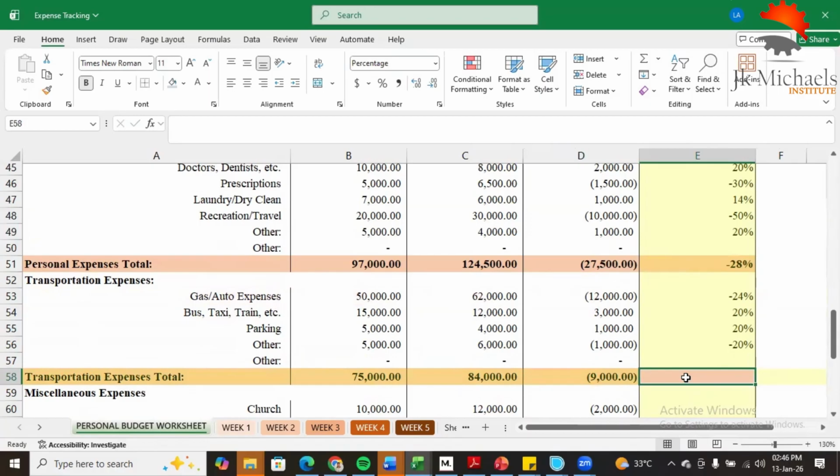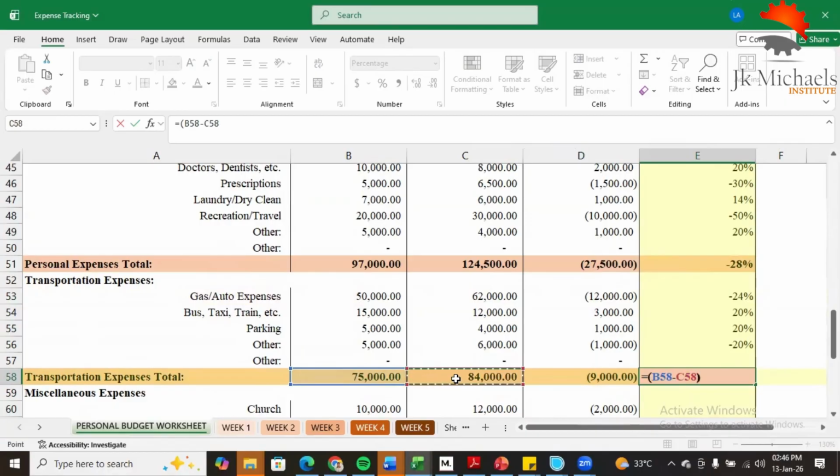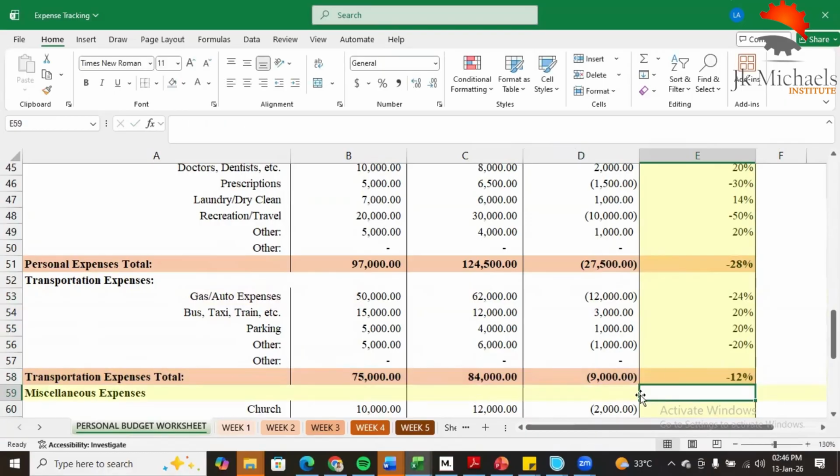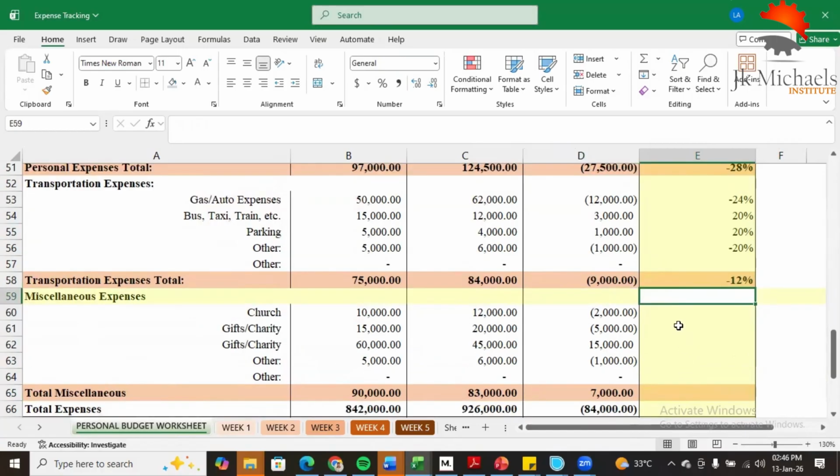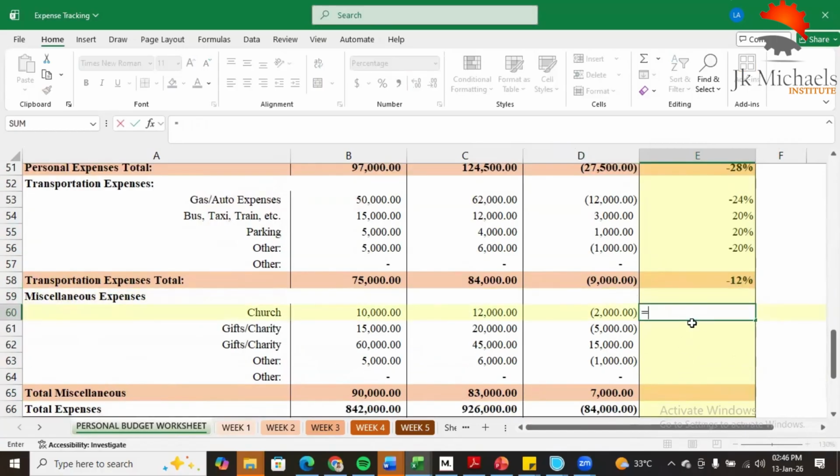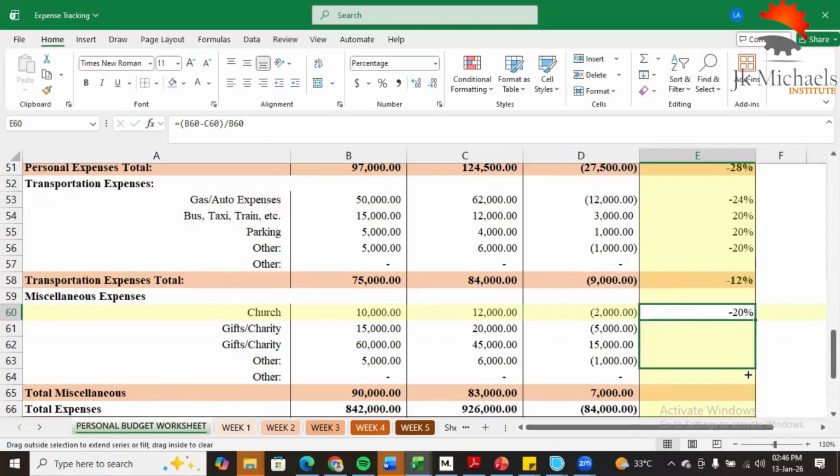And then we have budget minus actual over budget. That's a 12% variance. And then finally, we have budget minus actual divided by budget gives us 20% percentage variance.